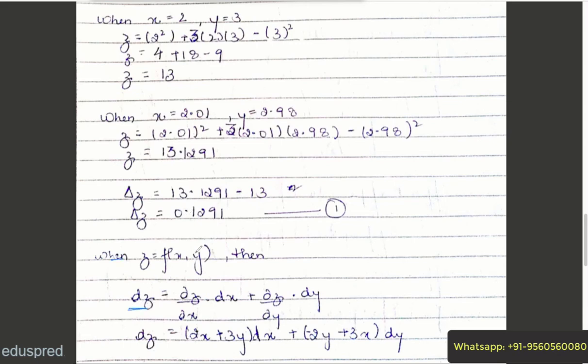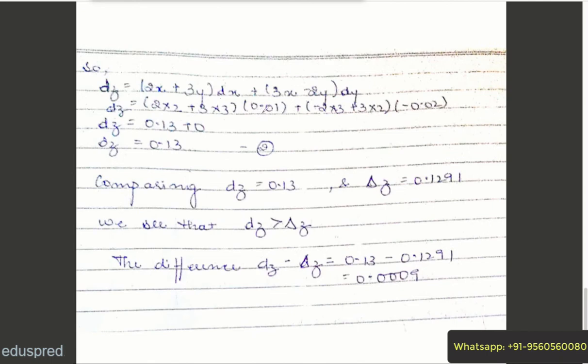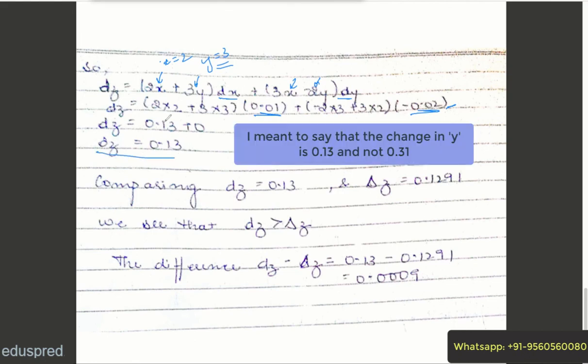Let's find the differential of z. That will be the partial derivative of z with respect to x multiplied by dx plus the partial derivative of z with respect to y multiplied by dy. The partial derivative of z with respect to x is 2x plus 3y multiplied by dx, and the partial derivative of z with respect to y is minus 2y plus 3x multiplied by the change in y. And your change in x is 0.01 and change in y is minus 0.02. After making the substitution of x is 2 and y is 3, you will get this equation, and solving this you will get dz is 0.13.